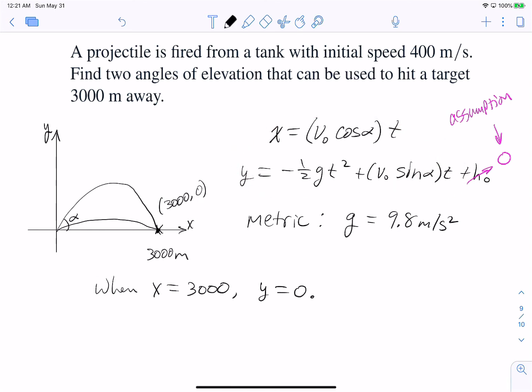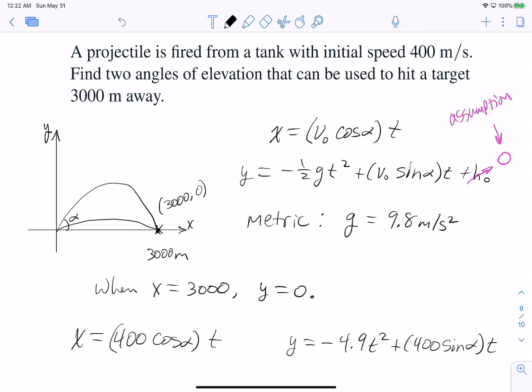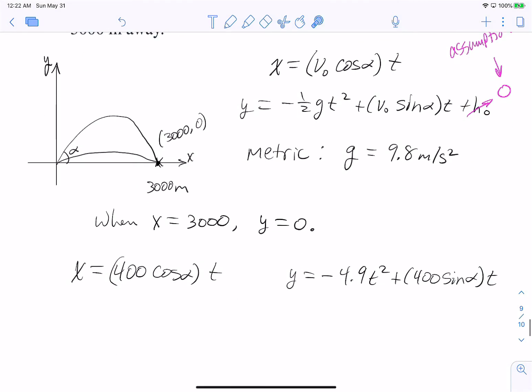Let's set up what we can. x is equal to 400 times, and I wrote 4,000, times the cosine of alpha t. y is equal to negative 4.9 t squared plus 400 times, and there it is, 4,000 again, 400 times the sine of alpha t. We have here quite a few variables, right? We've got x, alpha, t, and y. We're going to use the idea here that when x is 3,000, y is 0, but folks, that's all for one particular value of t.